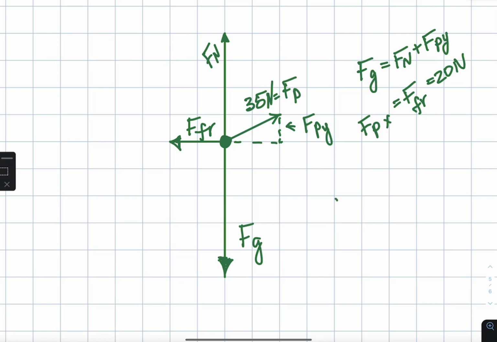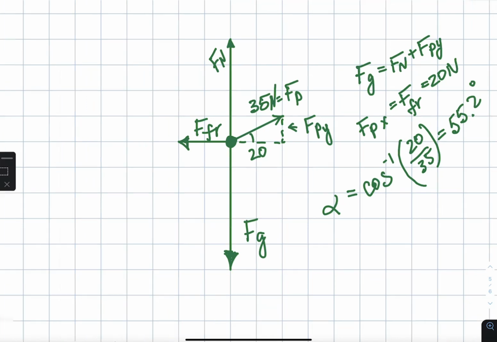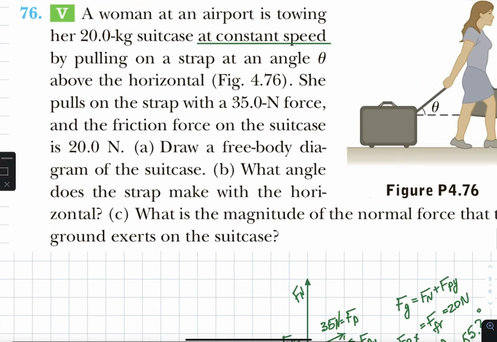Then I can easily find alpha as inverse cosine, because I know that this is 20, and that's the adjacent, and that's my angle right there. So I'm going to do inverse cosine of 20 over 35. That's the answer to the angle question. It amounts to 55.2 degrees if they want us to keep 3 sig figs. So that answers the question regarding the angle. That's question B. Question A already finished.